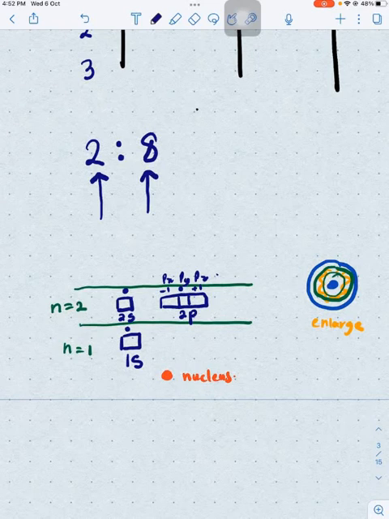Alright. So you can see that the farther it is from the nucleus, of course the electron will experience weaker attraction. So that is why the electrons in the shell farthest from the nucleus are the ones easiest for us to remove to form ions.